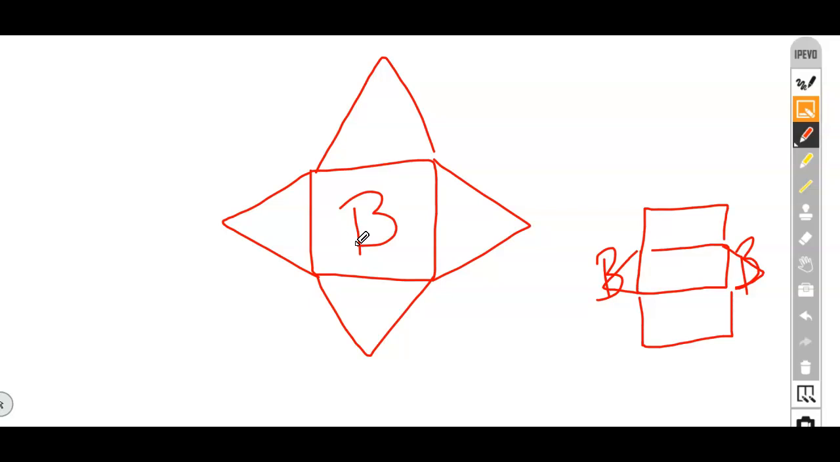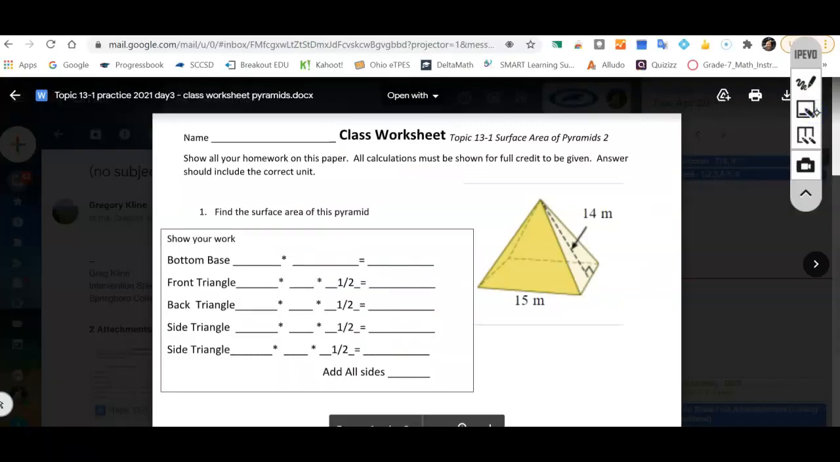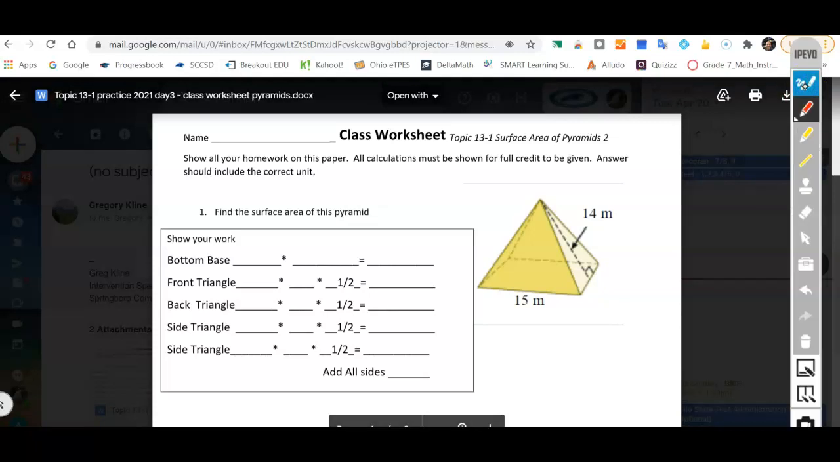Okay, but then we also have different types of pyramids. It just depends on whatever that base shape is. So this first one is a square pyramid. All right, so the first thing we got to do is find the area of that base. So what are the dimensions of the base? What's the base and the height of the base?